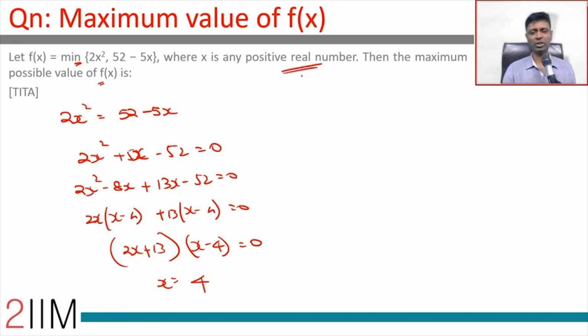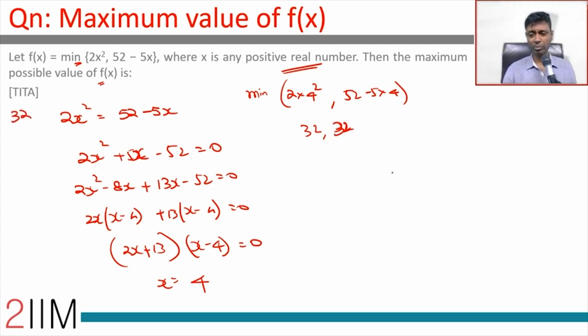Talking about positive real numbers, x should be 4. Substitute that. You're talking about the minimum value of 2 into 4 square, comma, 52 minus 5 into 4. This is 32. This is 32. So the value we are looking for is 32.